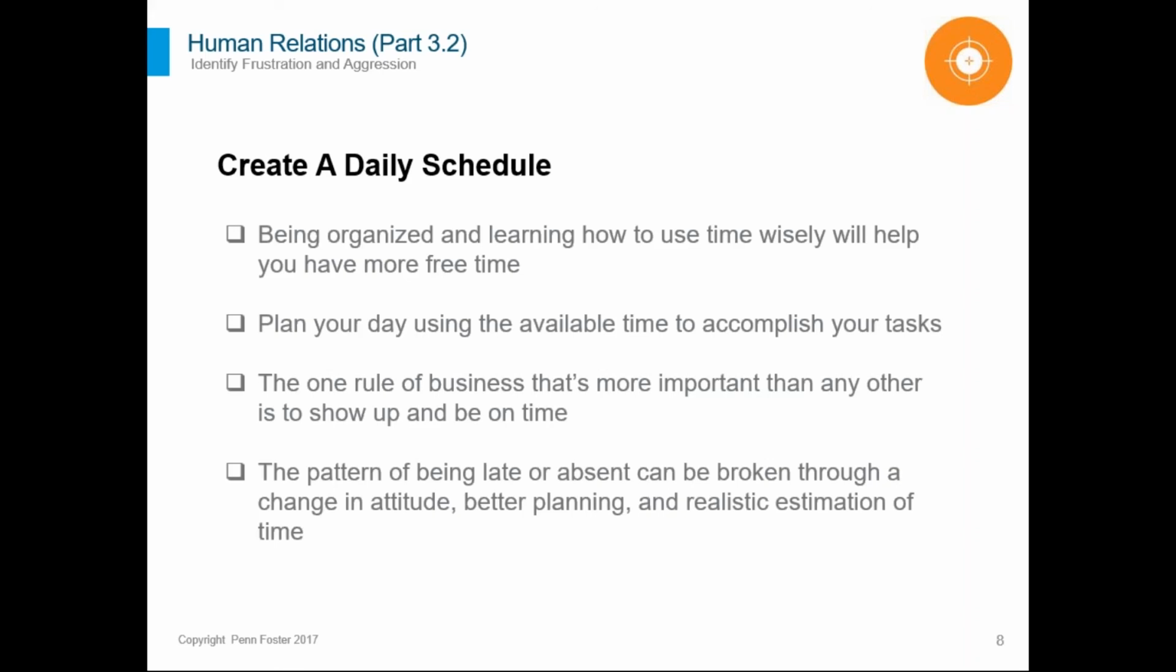The pattern of being late or absent can be broken. A lot of people say, oh, I just can't get up in the morning. I just can't be on time. I just can't. A big way to change that is change your attitude. Don't go in with the I can't. Well, let's talk about what you can do. Oh, you can't be on time. You can't wake up early. Can you get to bed earlier? Maybe that'll help you wake up a little earlier. Things like that. Plan better.